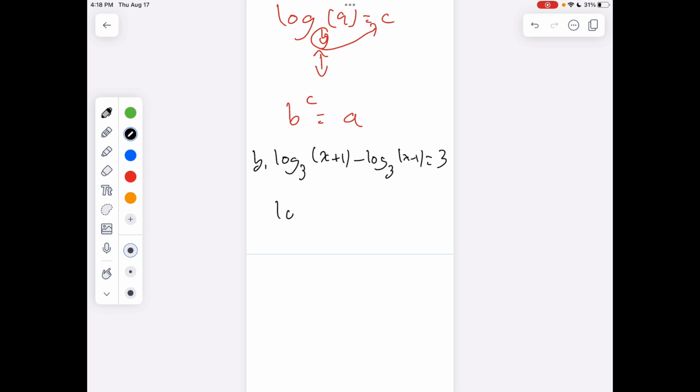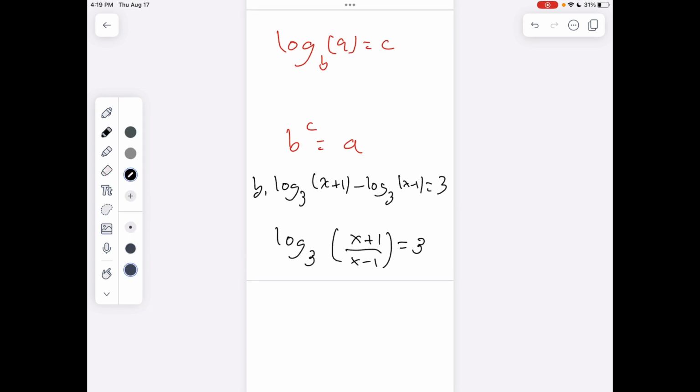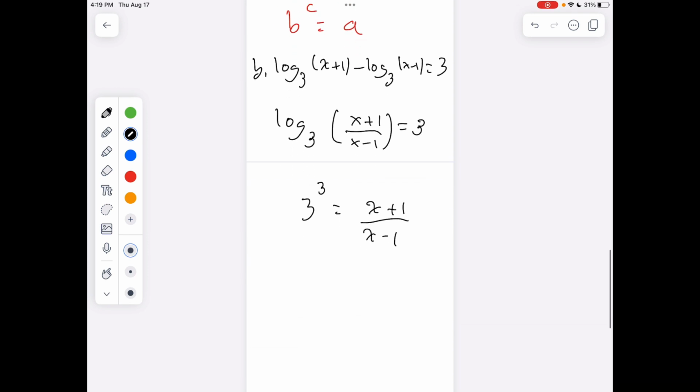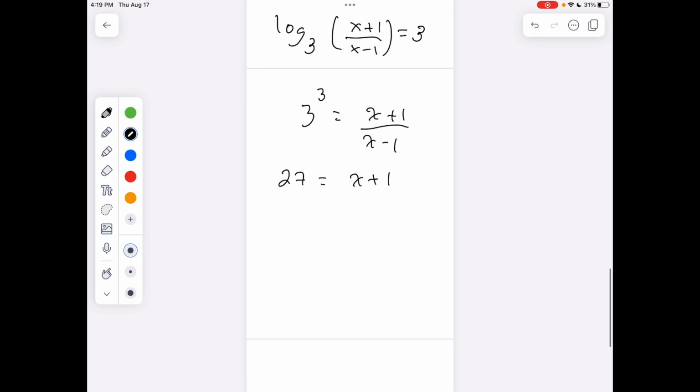So what you're going to do is rewrite this as the log base 3 of x plus 1 over x minus 1, all equal to 3. I'm using the division rule, or quotient rule, with logarithms. And now I'm going to apply that property that I have in red. So once again, if we scroll up, we can rewrite this, using the rule, as 3 to the 3rd power, because my base is 3 and my exponent is 3, equals x plus 1 over x minus 1. So we get 27 equals x plus 1 over x minus 1.